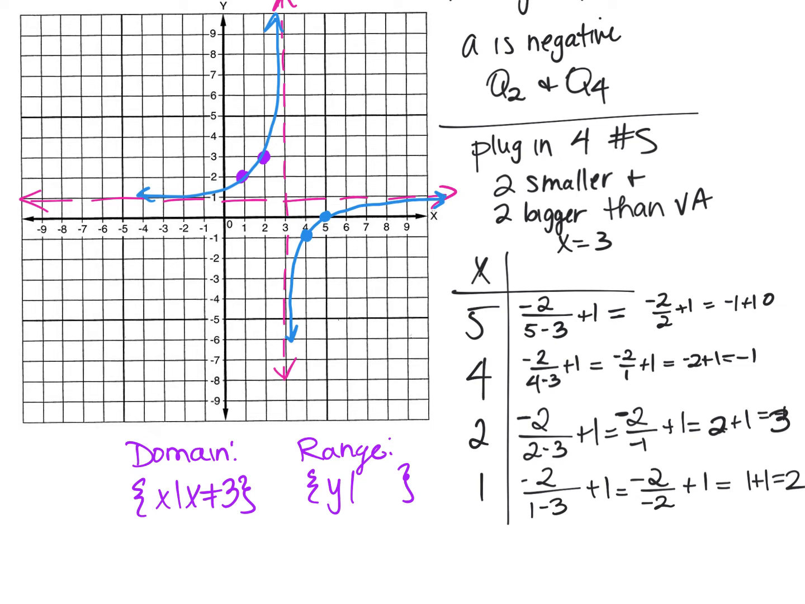And what's the one y value that we are never going to get? 1, from the horizontal asymptote. Y does not equal 1. So the nice thing about domain and range, it just does not equal my vertical asymptote for domain and does not equal my horizontal asymptote for range.